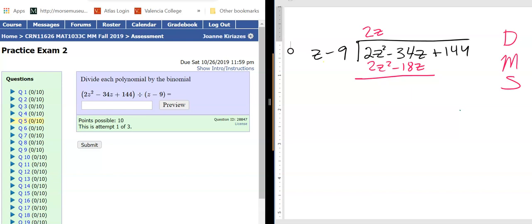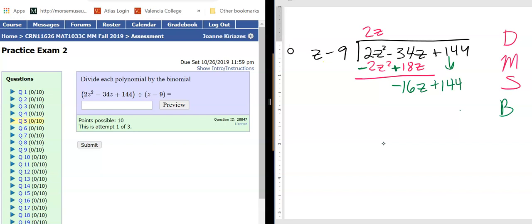Write down whatever you have and then just change the sign of each. So it was a positive, now it's a negative. It was a negative, now it's a positive. And then add vertically. Okay? Now the next thing is you're going to bring down. And then you start the whole process again.